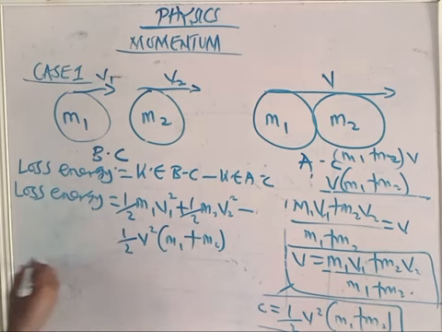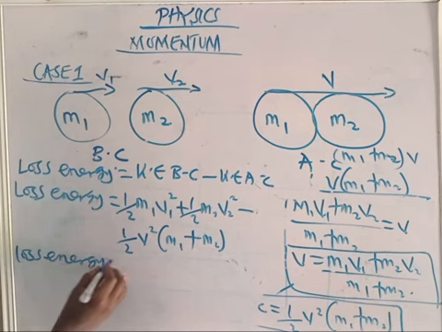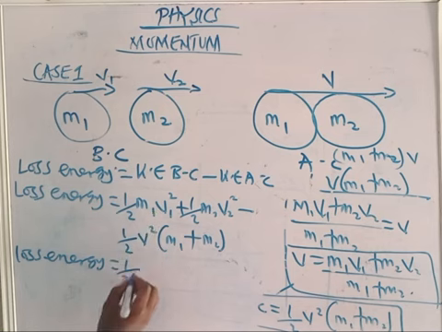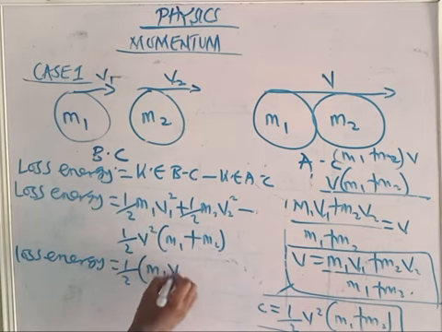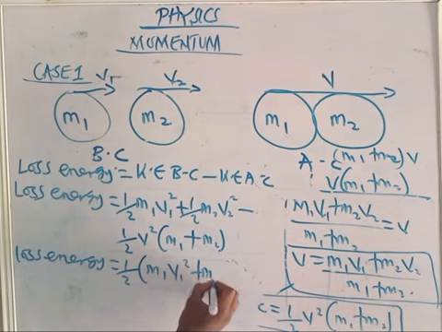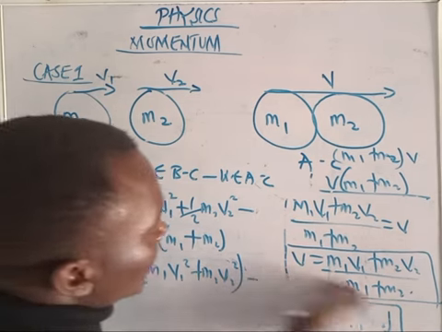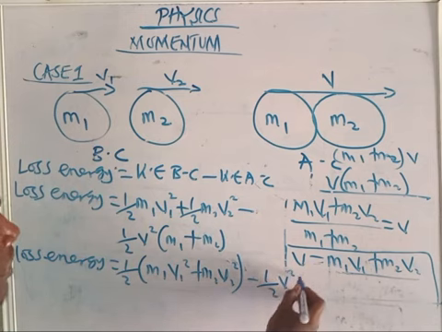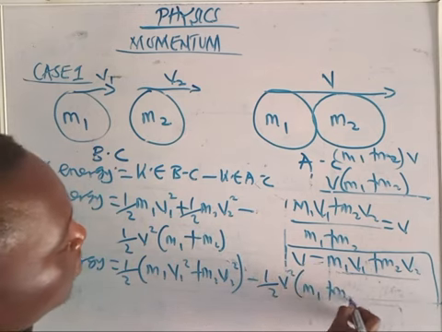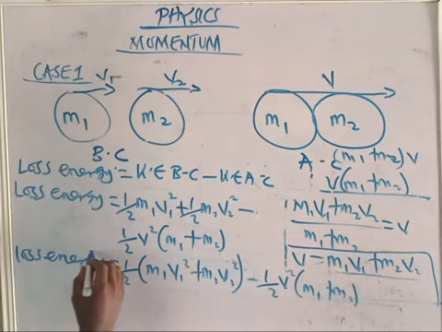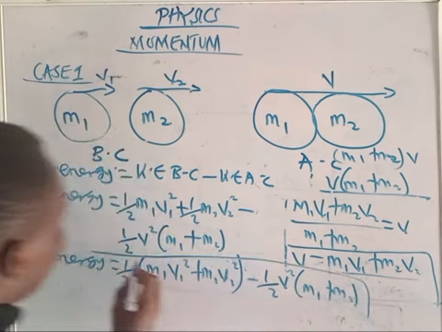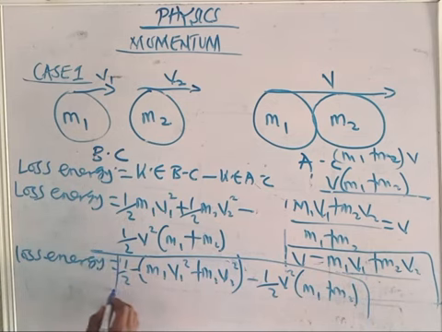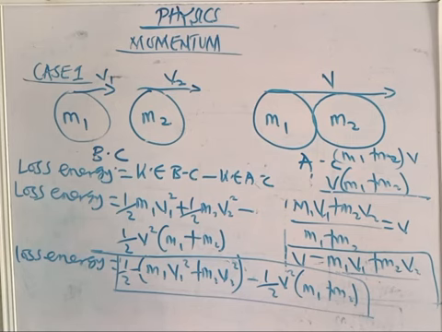So if 1 over 2 is outside, loss energy is equal to 1 over 2 into m1 v1 squared plus m2 v2 squared, then everything minus 1 over 2 V squared into m1 plus m2. This is the final formula of loss energy when two particles or two bodies are moving in the same direction. So quite cool.